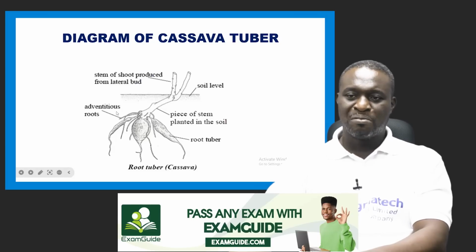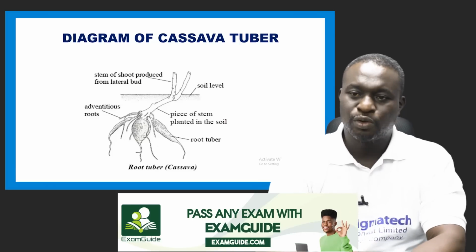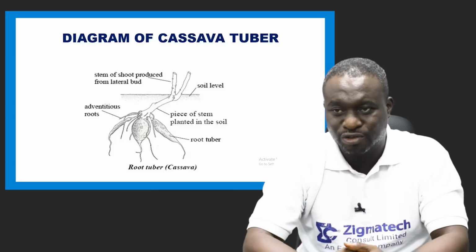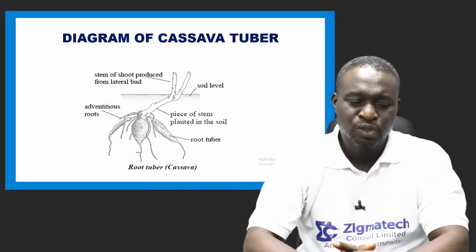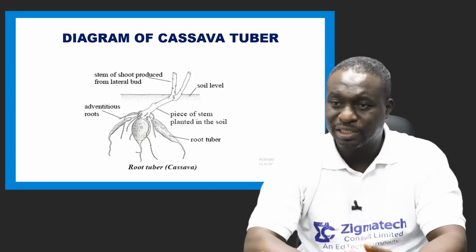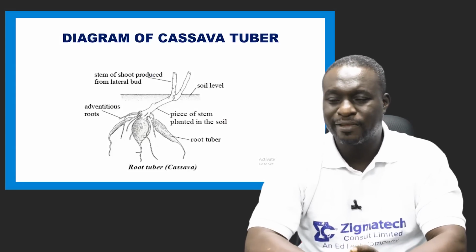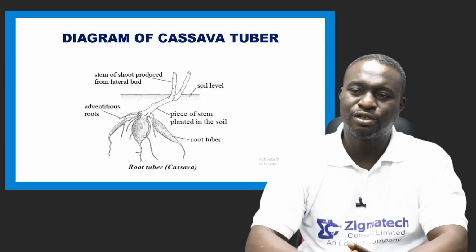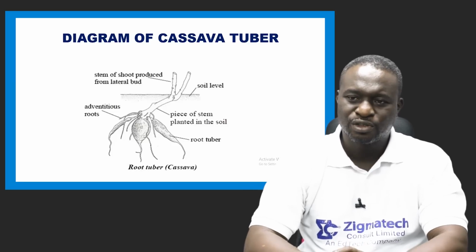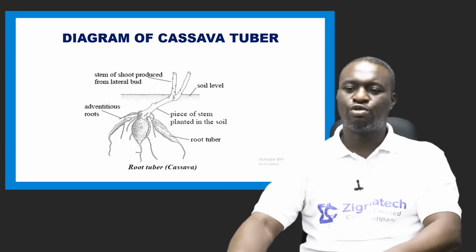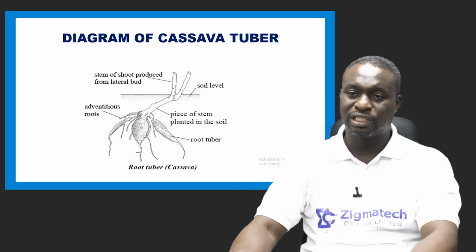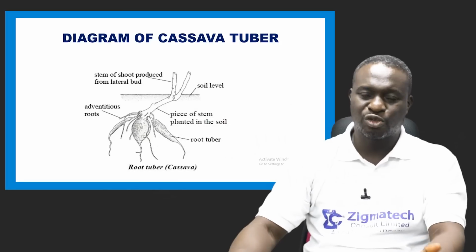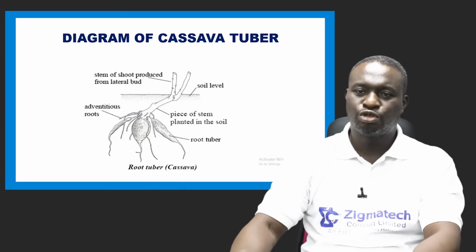cassava tuber. Now take a look at the diagram there. That is cassava tuber. So it also has adventitious roots. You see why we call it a stem tuber? It has stems connected to it. Then you see the root tuber there, and then the stem protruding out from the soil level. So that is a cassava tuber, which can be referred to as a root tuber. It can also be referred to as a stem tuber.